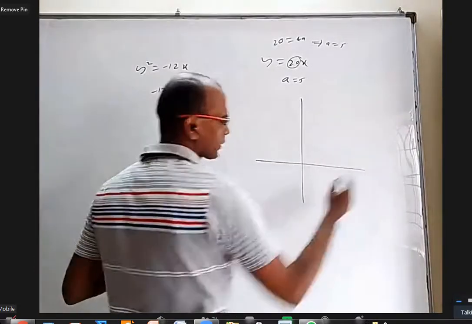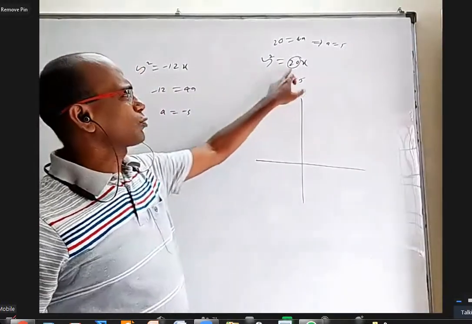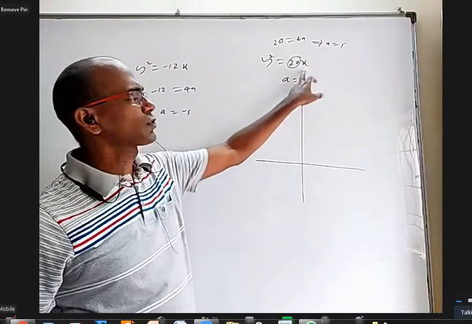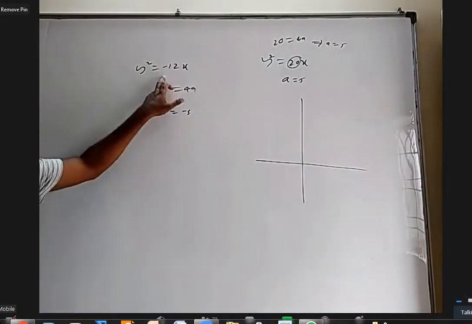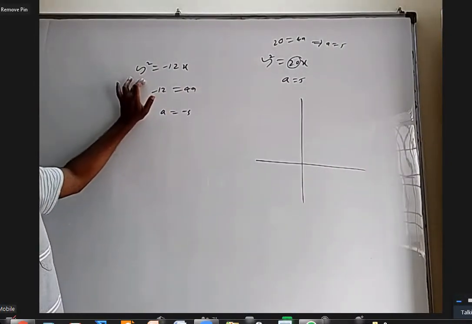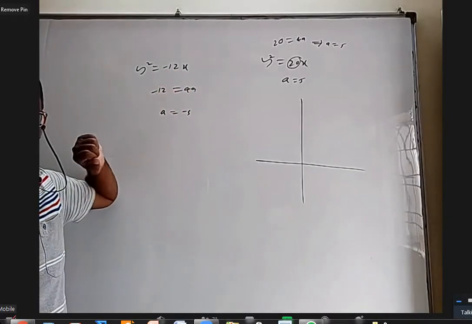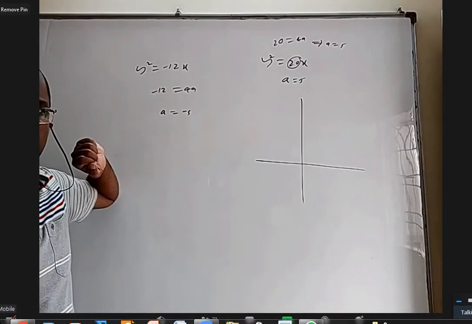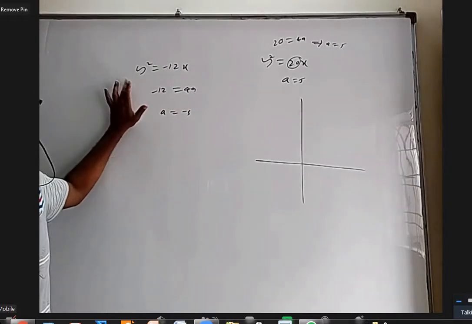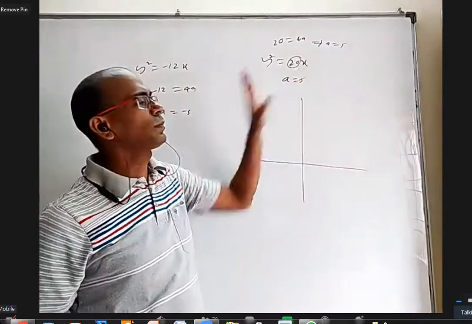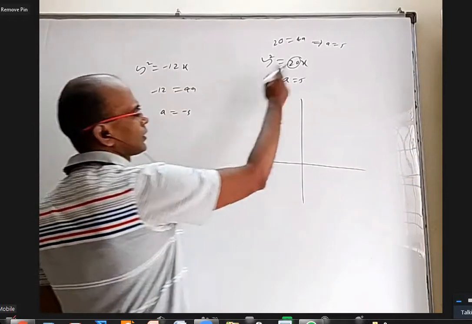This parabola: y square is positive. If y square is positive, LHS 20x should be positive. Because 20 is positive, x should be positive. Because x is positive, the graph is in the first and fourth quadrants. But when I take y square equal to minus 12x, y square is positive, and because minus 12 is negative, x should be negative. Only when x is negative can you get y, otherwise you get imaginary values. Here x is negative, so this graph is in the second and third quadrants.